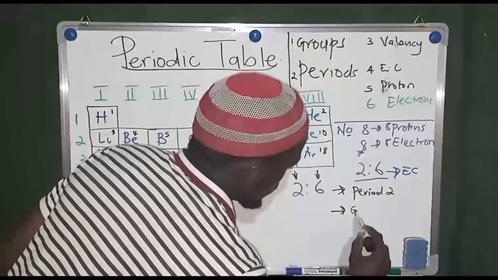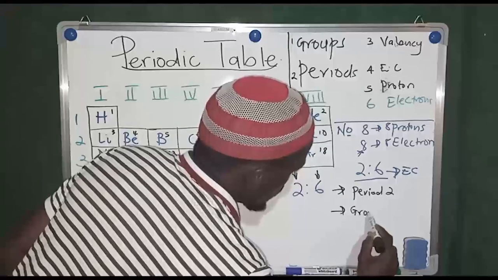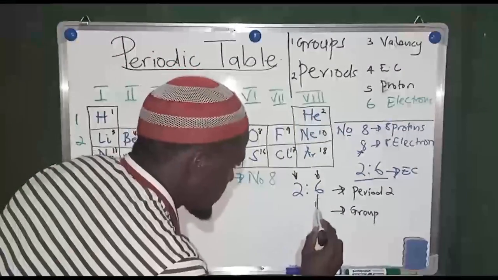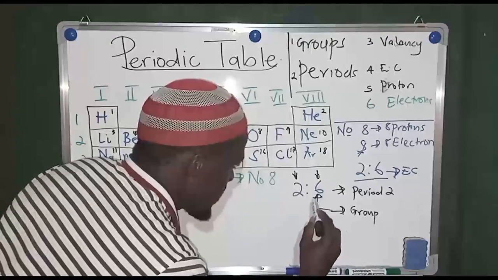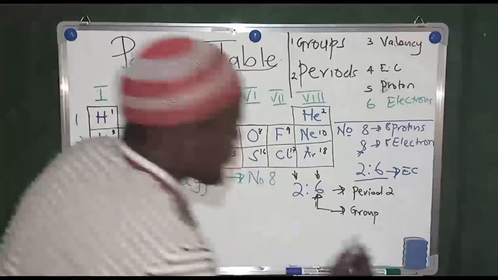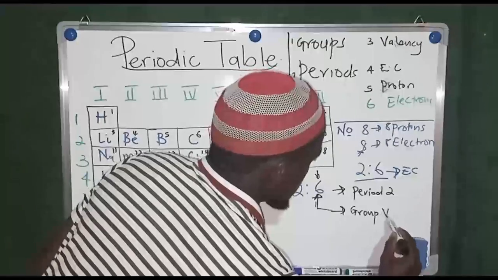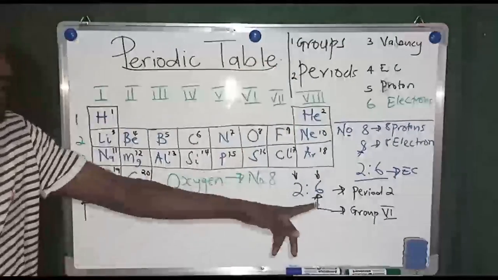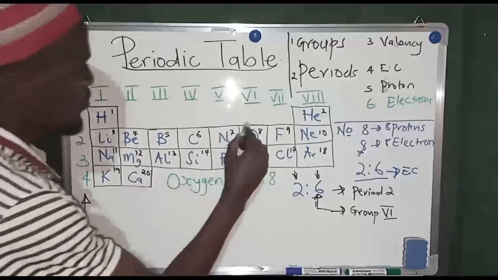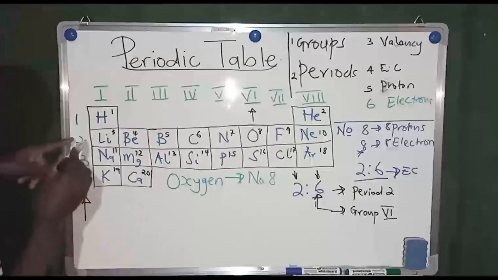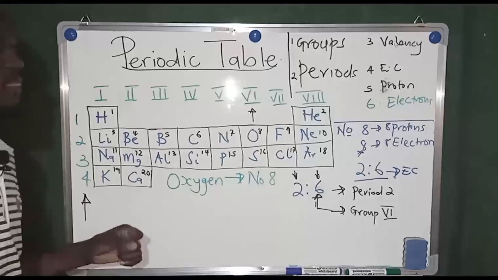Now, to know the group, you see the last number on the electron configuration. So this is group 6. So this one is in group 6, as you can see there. So it is in period 2, as you can see here.